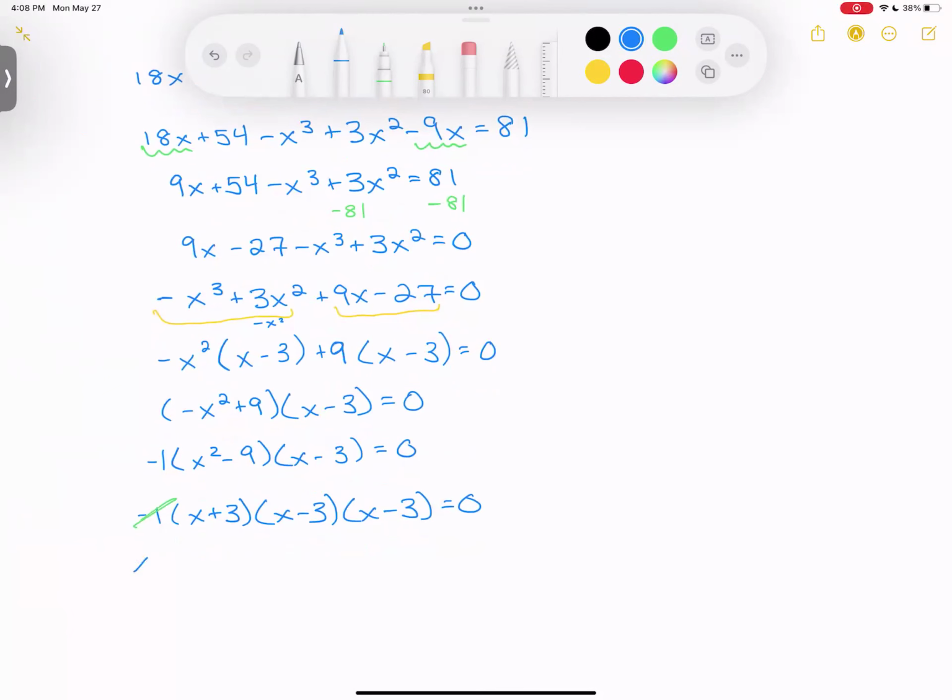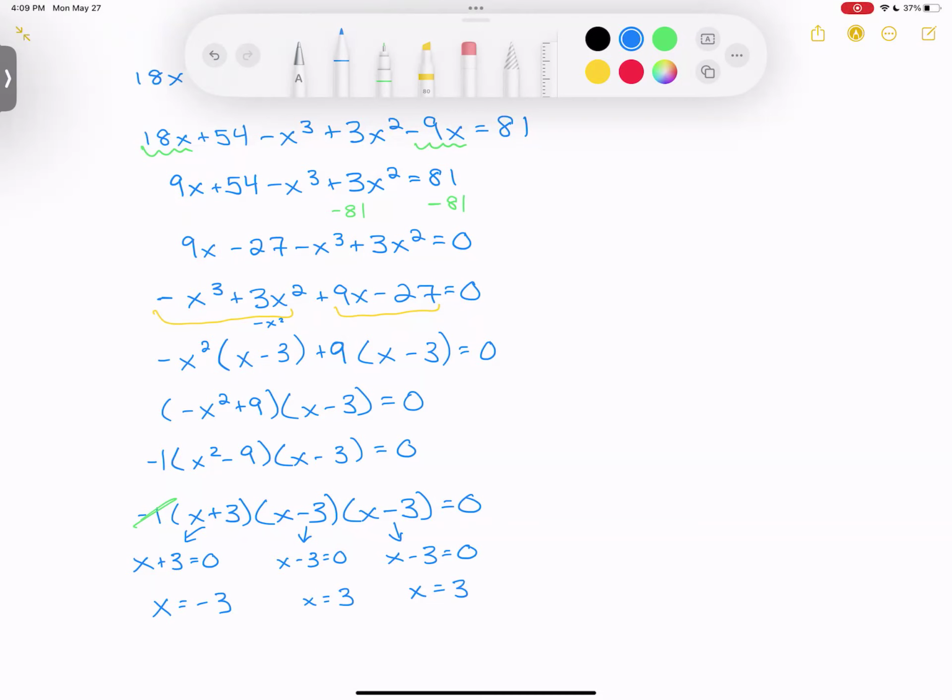So now using the zero products rule, I could set any of these factors equal to 0, and the whole equation is going to be equal to 0. And this one's going to be the same. So my possible solutions then are going to be negative 3 or positive 3. So those are my possible solutions, plus or minus 3.